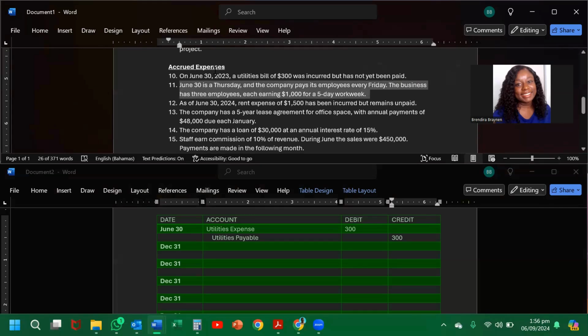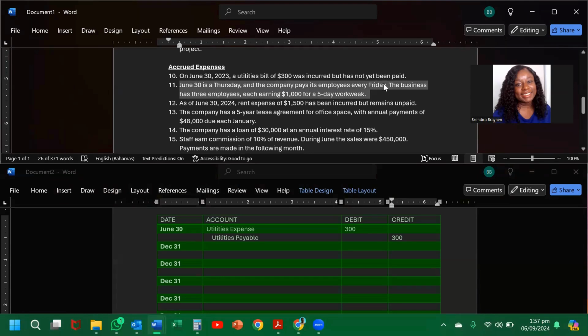In this case, they're saying that June 30th is on a Thursday, but this employee is going to get paid on a Friday. And they're getting paid on Friday for the past 5 days. So that means the Friday pay most likely was for Monday, Tuesday, Wednesday, Thursday, and Friday. Friday represents a new month, July 1st.